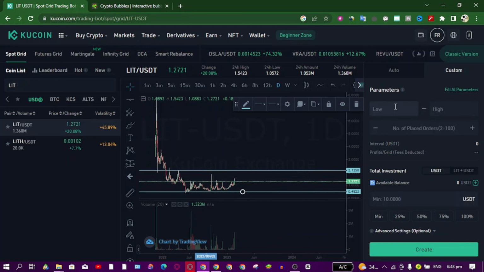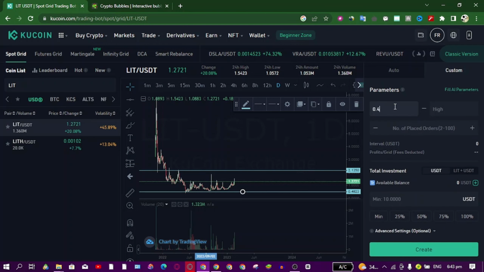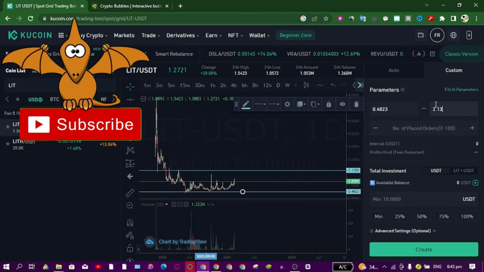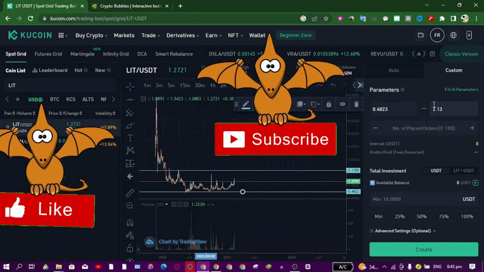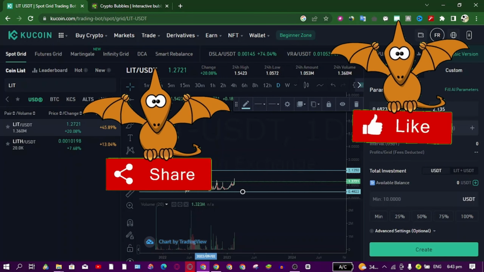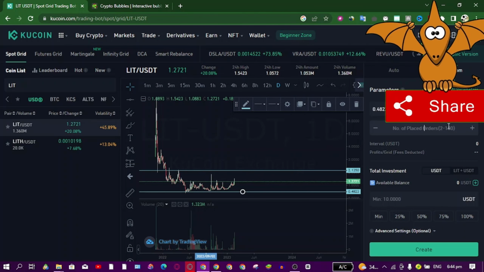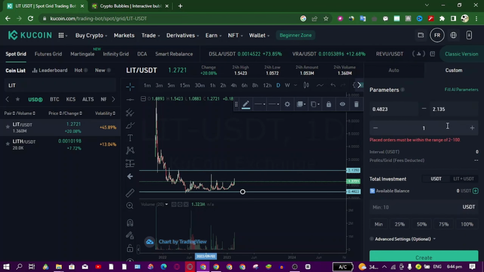So which is 0.4823 to 2.13. Number of grids, I'll use 100.